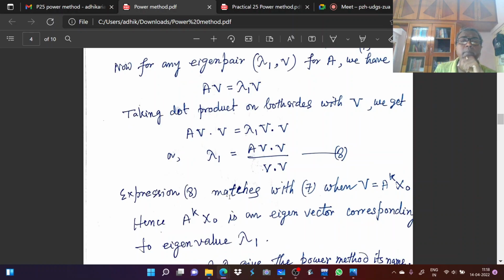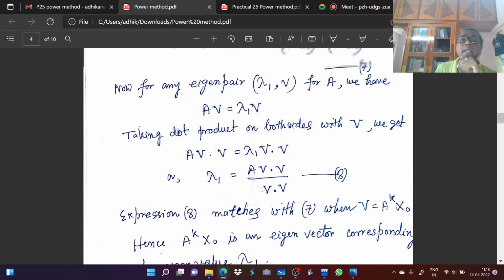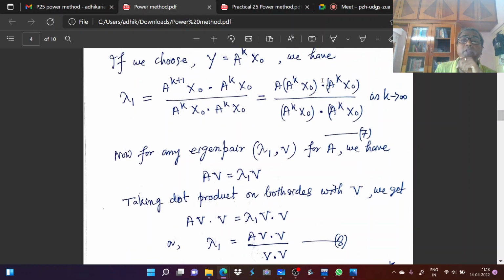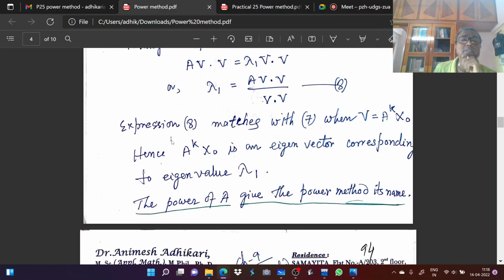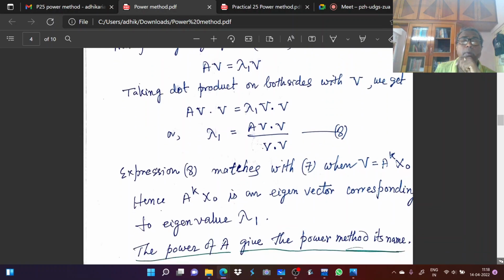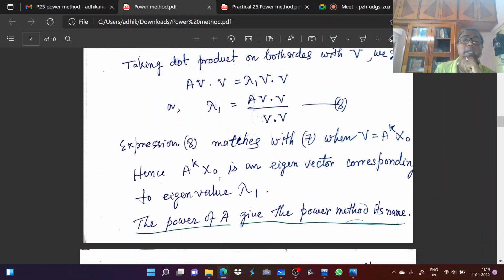Expression 8 matches expression 7 when v is equal to A to the power k x0. Obviously, expressions 8 and 7 are equal if we choose v equal to A to the power k x0. Hence A to the power k x0 is an eigenvector corresponding to the eigenvalue lambda 1. The power of A gives the power method its name. This A to the power k x0 is the power of A, so this is called the power method.